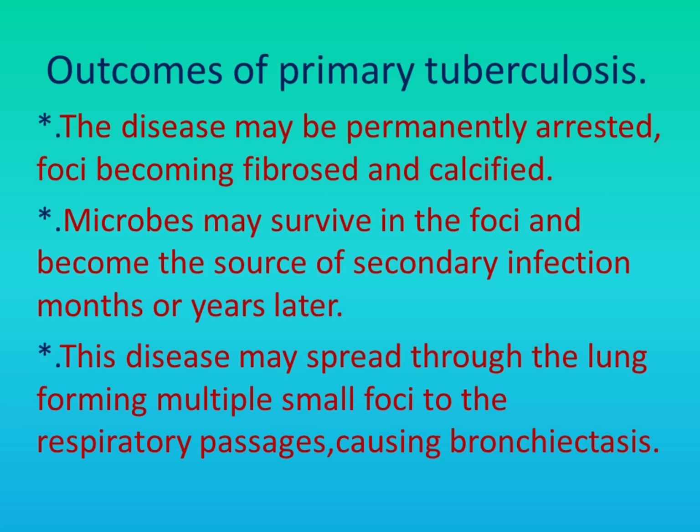Do you know about outcomes of primary tuberculosis? The disease may be permanently arrested, foci becoming fibrosed and calcified. Microbes may survive in the foci and become the source of secondary infection months or years later. The disease may also spread through the lung, forming multiple small foci and spreading to the respiratory passages, causing bronchiectasis.